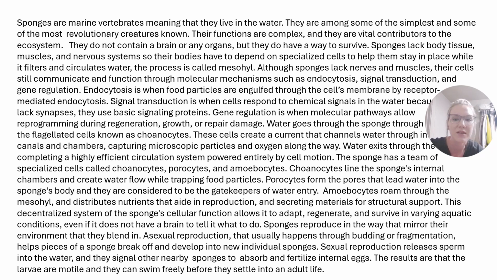So our brains tell our bodies what to do. It sends us a signal, but they don't have that, but they're still able to communicate and function like they're supposed to through endocytosis. And there's also signal transduction and gene regulation. So endocytosis is when the food particles are engulfed into the cell's membrane by a receptor-mediated endocyte, and signal transduction is when cells respond to chemical signals in the water because they lack the synapses, what I was talking about with the brain. They use basic signaling proteins.